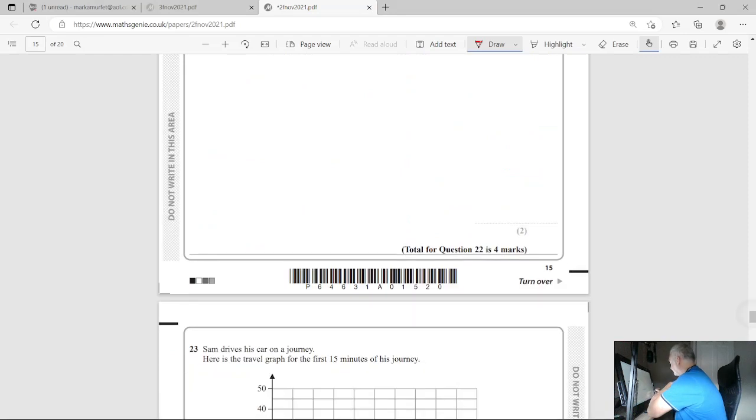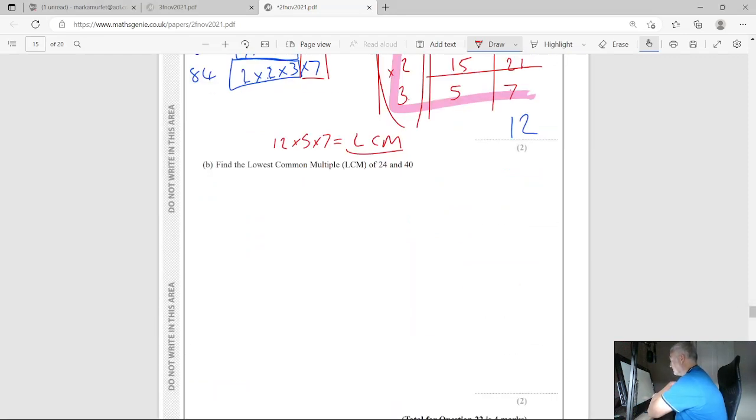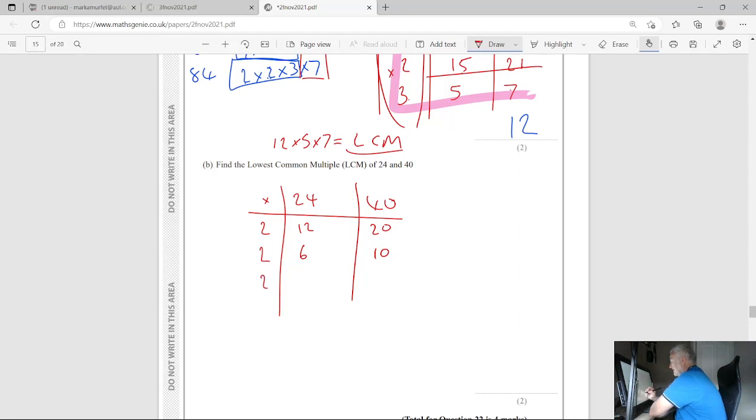So we've got, find the lowest common multiple of 24 and 40. So here's my ladder, here's my 24, here's my 40. It doesn't matter. If you can see a big number that will go into it, then we can use that. We don't need to just use 2 each time. So 2 goes into that 12 times, 2 goes into that 20 times. I can divide by 2 again. 2 goes into that 6 times, 2 goes into that 10 times. I can divide by 2 again. 2 goes into that 3 times, 2 goes into that 5 times. Nothing will divide into that anymore.